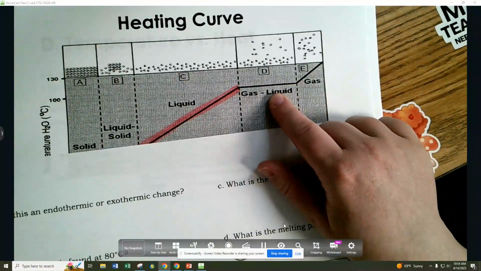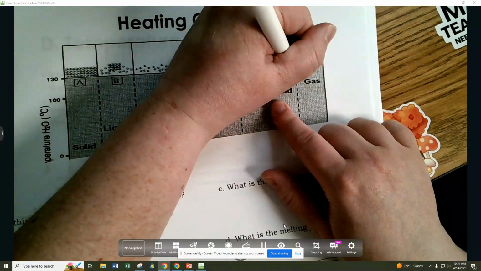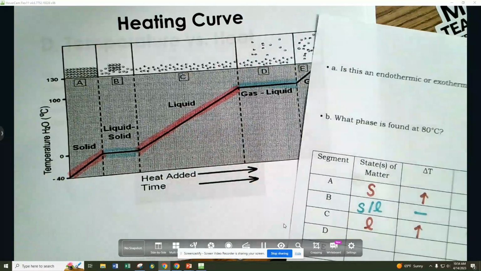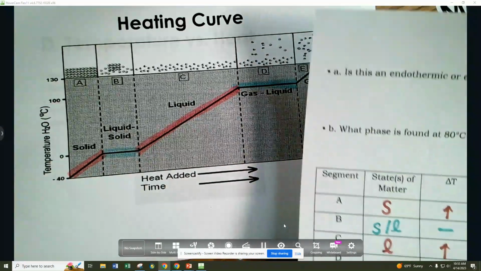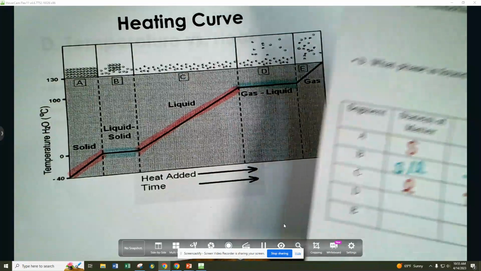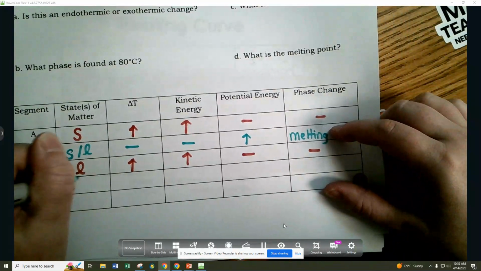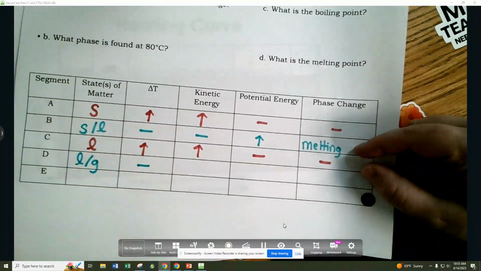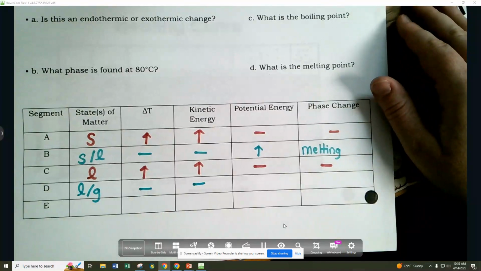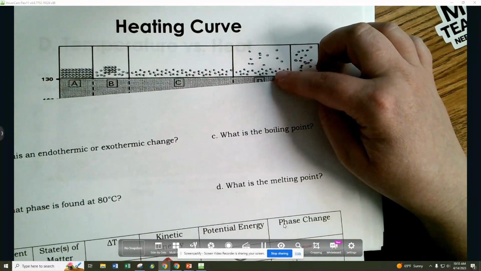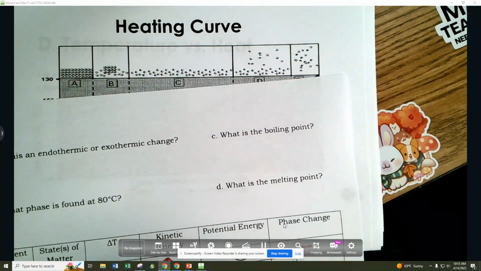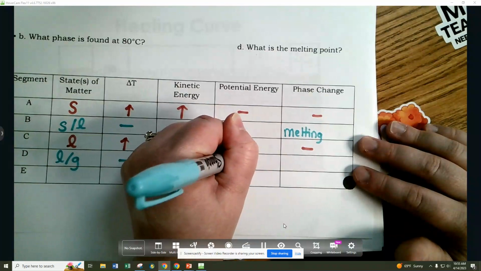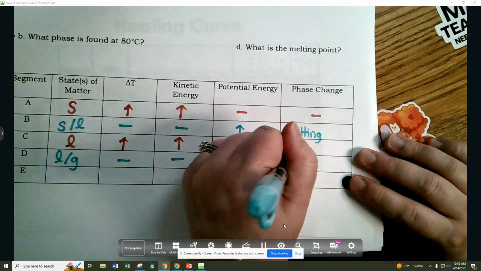In segment D, we hit another plateau, so I'm going to highlight it like segment B. What's happening here is we are again at a blend. When you are boiling water, for example, it's not all gas, it's not all liquid, it's a mix. So here we have a liquid-gas mix. And the temperature slope is 0. There's no change in temperature, so no change in kinetic energy. Looking at the particles, we're increasing the spacing, decreasing the attraction between one particle and the next. They're getting further apart, so potential energy has to be increasing, and that phase change is vaporization.